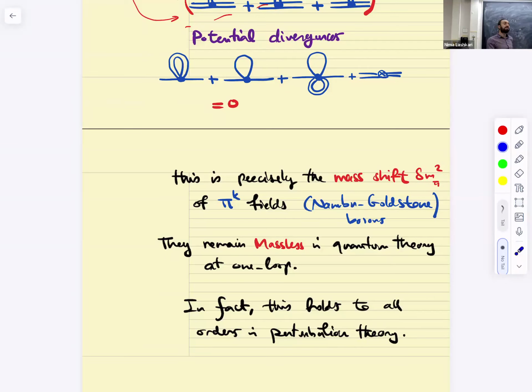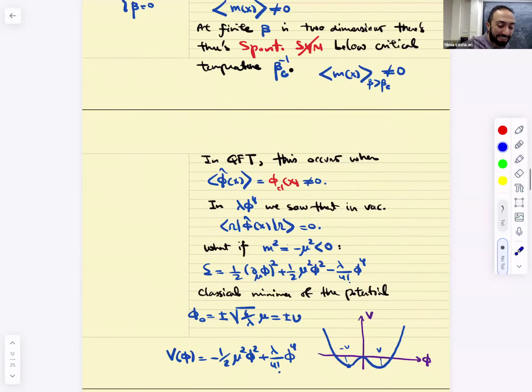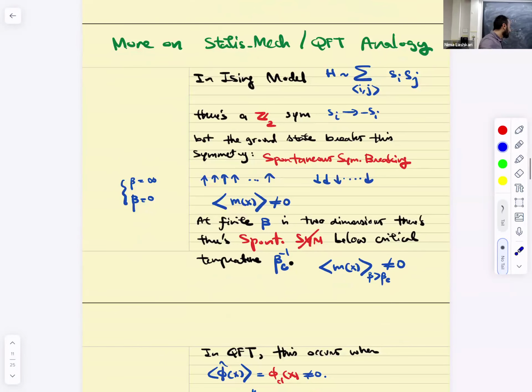So let me summarize and then we'll stop. In summary, what did we go over? Where did the lecture start? I have to remember. Oh yeah, we started by saying that effective action, this quick argument, is the generating functional for the 1PI n-point functions.